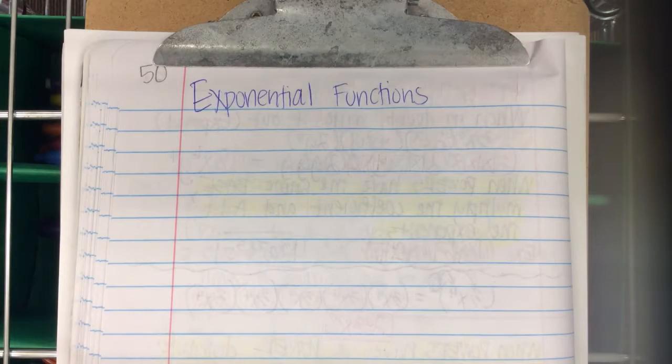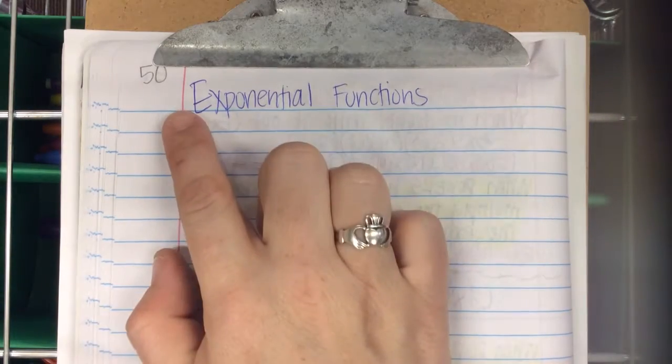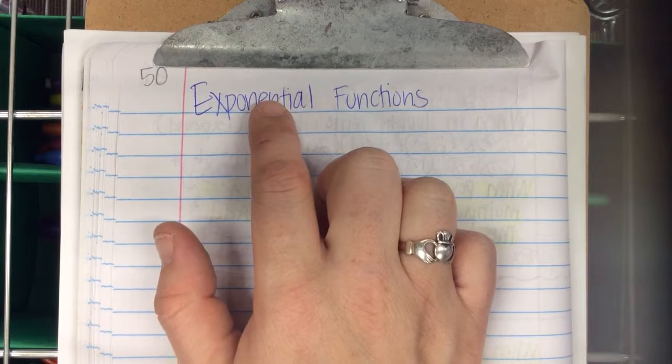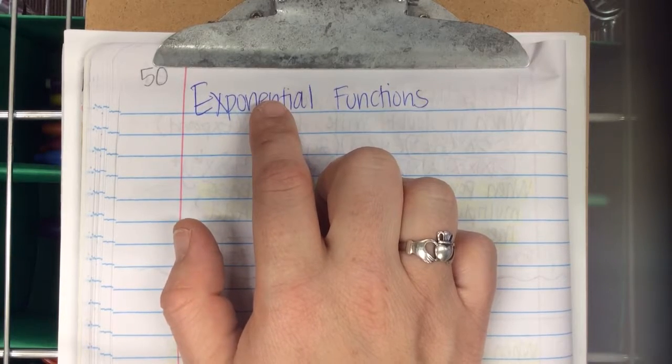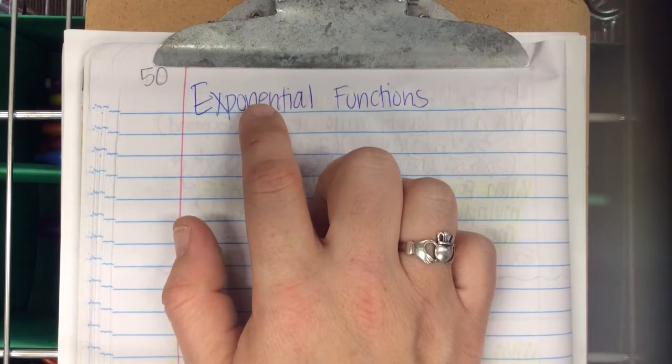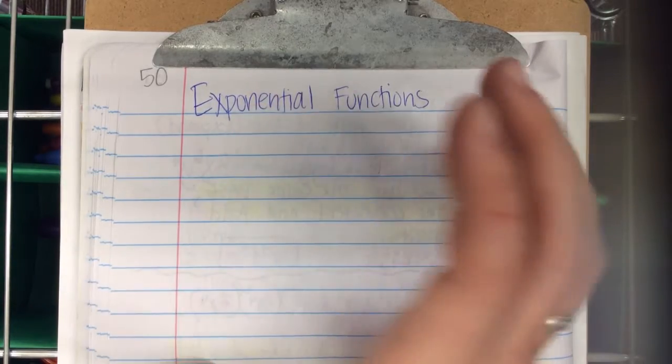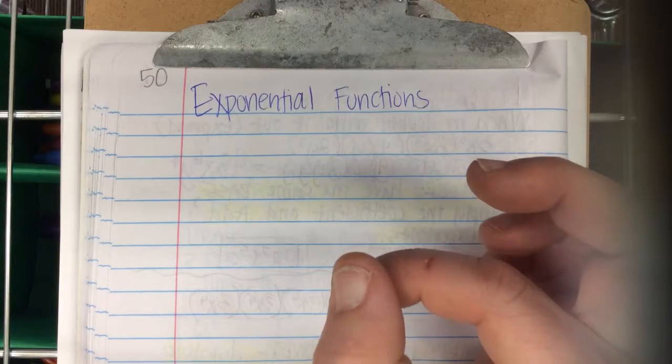And exponential functions have an exponent in them, meaning that it's not going to be linear. It's not a linear relationship. If you get a line, a linear graph, you're in trouble. Okay?